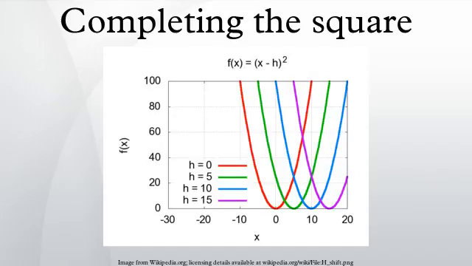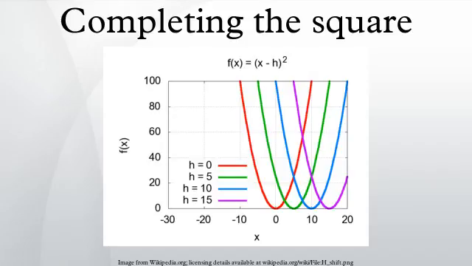Relation to the graph. In analytic geometry, the graph of any quadratic function is a parabola in the xy plane. Given a quadratic polynomial of the form, the numbers h and k may be interpreted as the Cartesian coordinates of the vertex of the parabola. That is, h is the x-coordinate of the axis of symmetry, and k is the minimum value of the quadratic function.